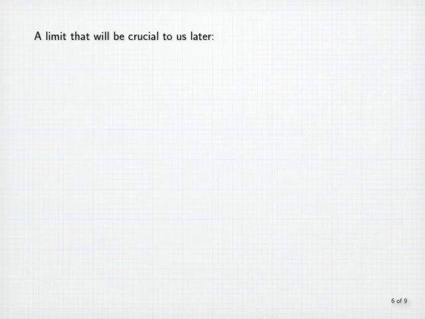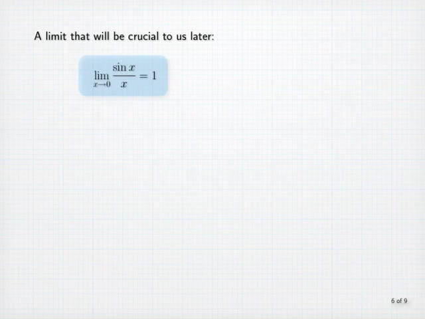Here's a limit that will turn out to be crucial to us later. The limit as x approaches 0 of sine x divided by x is equal to 1. Notice that this is an interesting limit because the numerator and denominator do indeed approach 0 together. One way to think of what this says is that when x is very small, sine x is approximately equal to x, and the smaller x is, the better that approximation is.